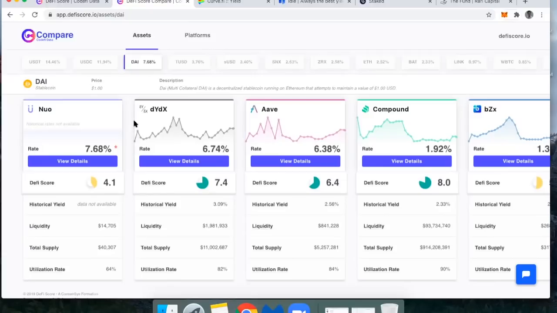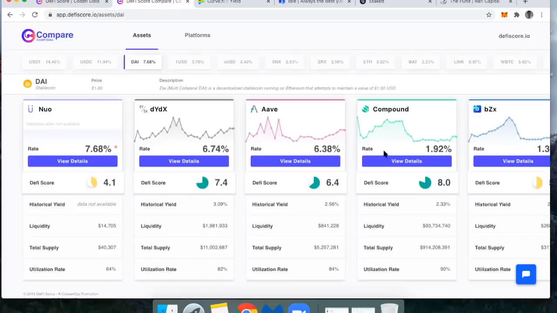If I'm going to lend my stablecoin DAI, these are the different rates and the different platforms that offer them. These rates change daily. There is no guarantee that tomorrow Compound will be offering 1.92% or that Aave will be offering a higher rate of 6.38%. It is always possible that one of these pools skyrockets, let's say up to 10%, or another one falls down to below 1%. That's something we're going to talk about in just a bit, about how to use a yield bouncer to maximize that yield.